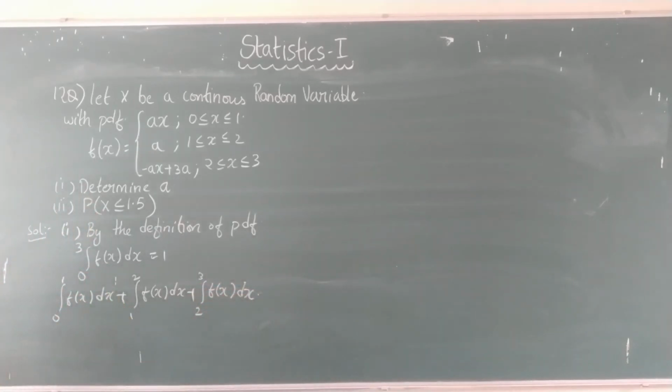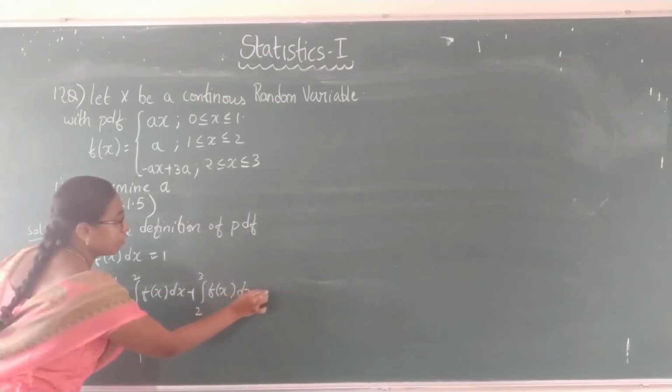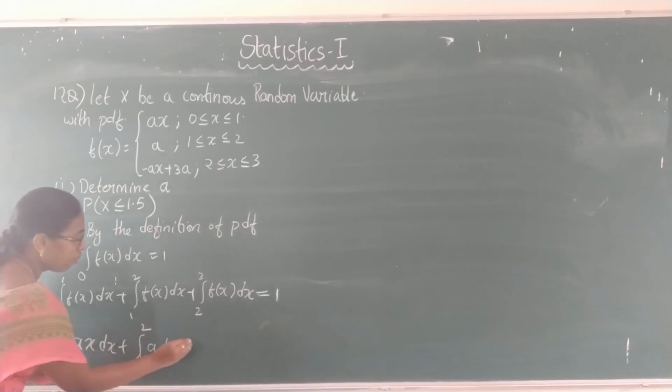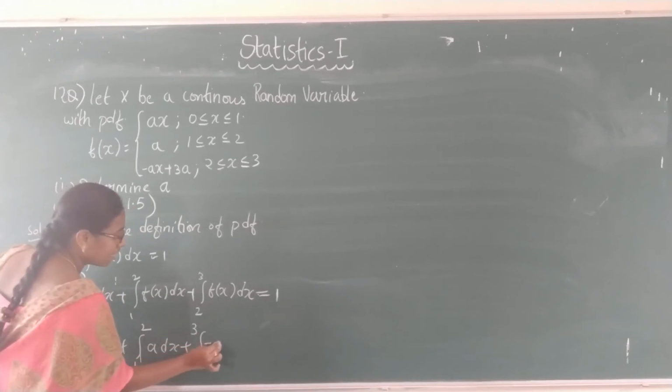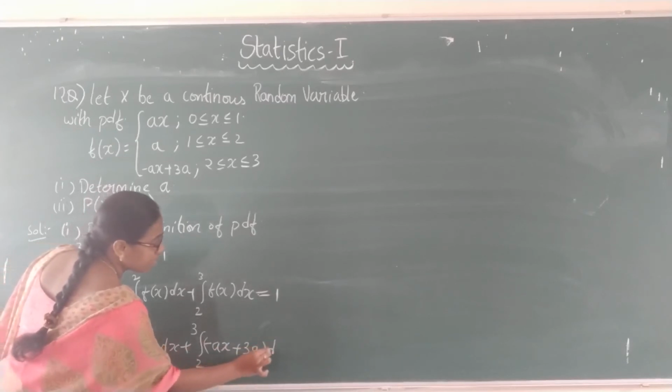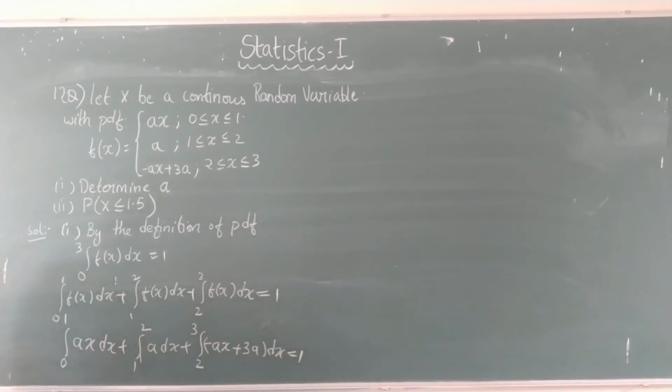Now substitute the f of x value. So this is equal to 1. So integral over 0 to 1. First f of x value between the limit 0 to 1 is ax dx, plus integral over 1 to 2. The function is a. So a dx plus integral over 2 to 3, f of x value is minus ax plus 3a dx equals 1.